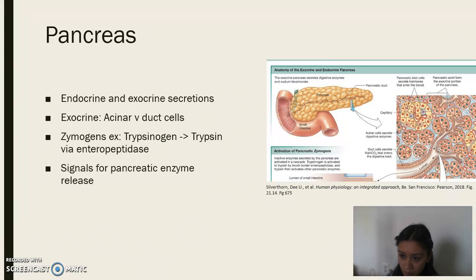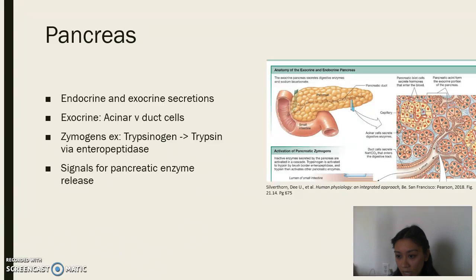So most enzymes are secreted in an inactive form, and they are known as zymogens, and later they'll become activated in the intestine via a sort of cascade system. So an example of this would be the brush border enzyme enteropeptidase will convert the inactive trypsinogen, the zymogen, to the active form trypsin. And then this trypsin can then convert the other pancreatic zymogens to their active forms. So this is an example of the cascade system.